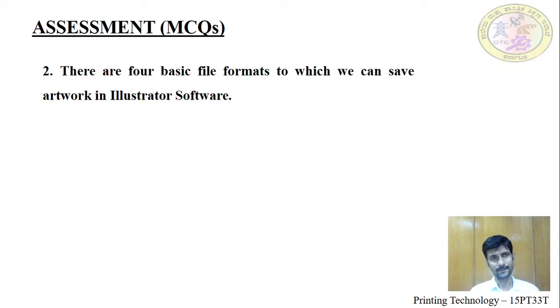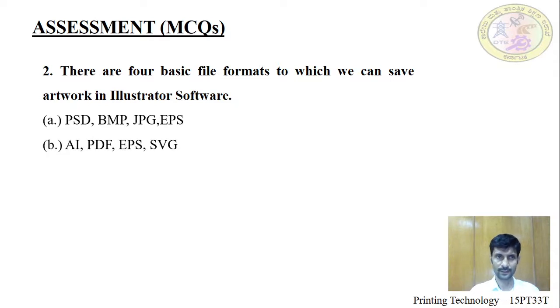Next, this statement. There are 4 basic file formats to which we can save the artwork in Illustrator software. The main file formats which can be opened in Illustrator software so that it contains all the Illustrator features. You can see the options: PSD, BMP, JPEG, EPS. Second option is AI, PDF, EPS, SVG. Third option is BMP, JPEG, PNG, PSD. The last option is none of the above.